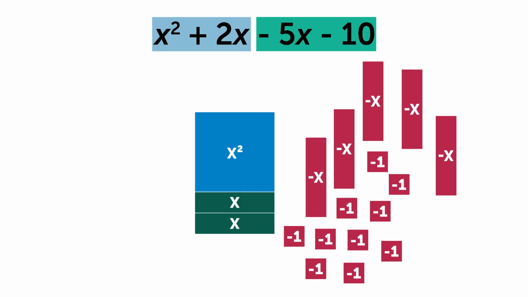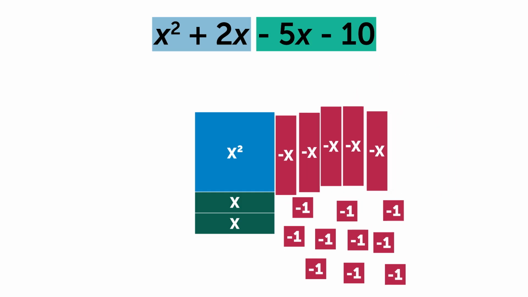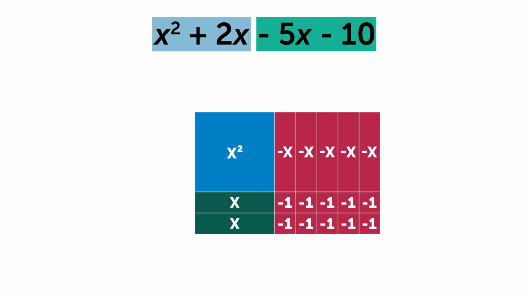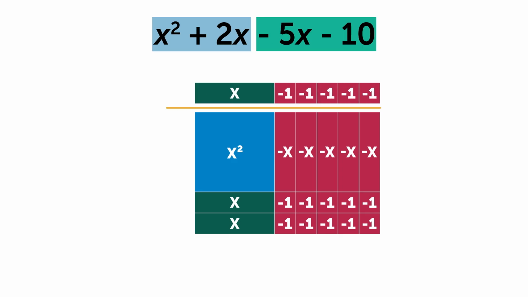Along the second edge, we want to place the negative 5x tiles. Once those are in place, we fill in the rest of the rectangle with the negative 10 unit tiles. Once our rectangle has been created, we need to read the dimensions along each side of the figure. Recall that we are reading the length each tile measures. Along the top edge, we can see that it is 1x tile and negative 5 units along the edge.